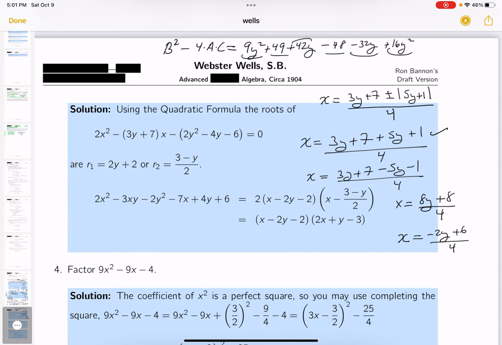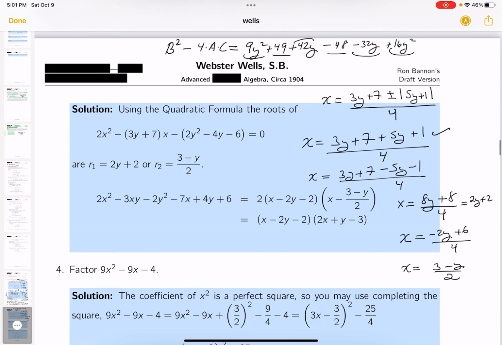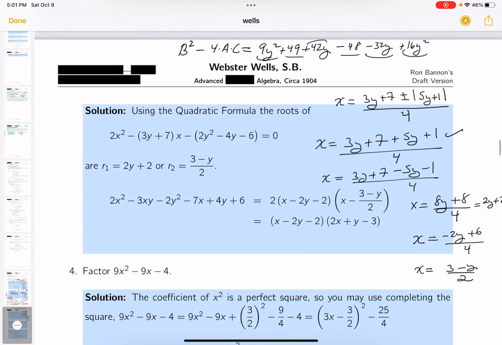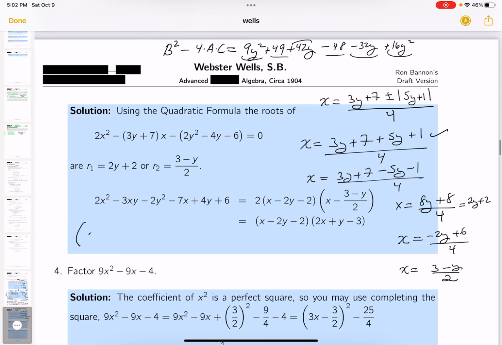Well, this one's convenient. This one turns out to be 2y plus 2. And this one is not so bad. This one's going to be, let's see, I'm going to divide by 2. So I'm going to say 3 minus y over 2. It's going back to a factorization of the problem. So I'm going to put this down now. Well, we just solve for x, right? So it's going to be, let's write this down. X minus this root.